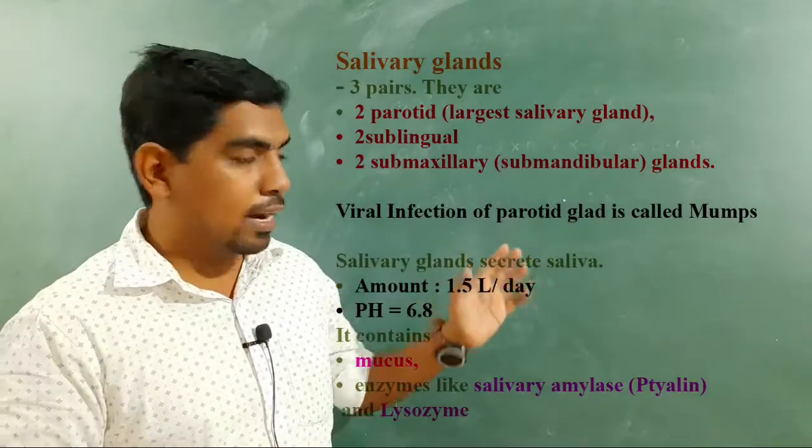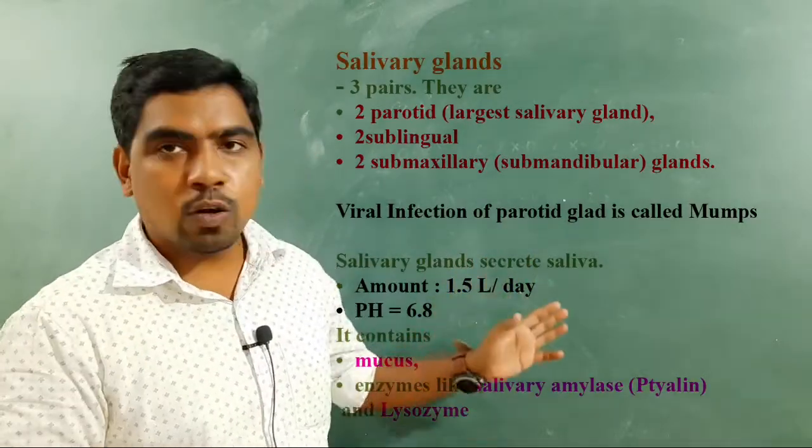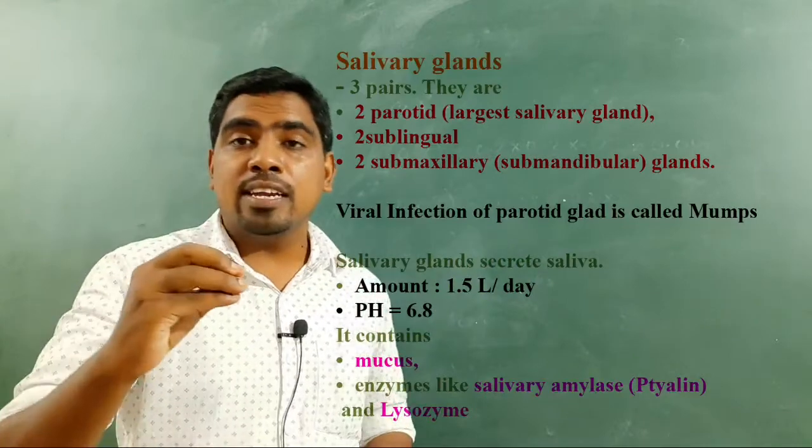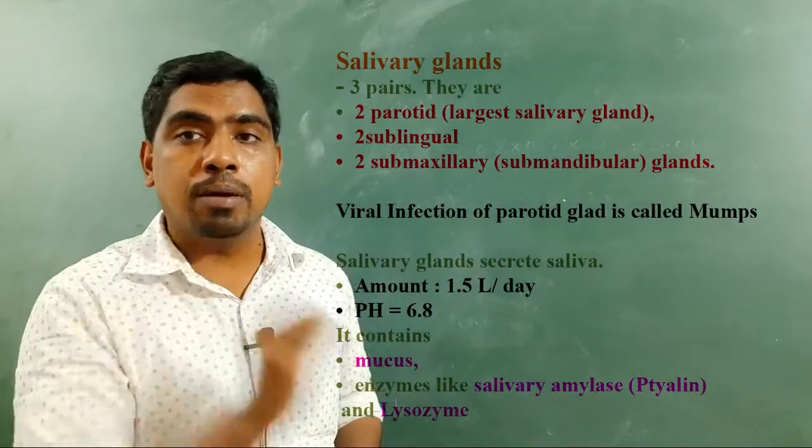First one is parotid gland. It's a large salivary gland, along with the sublingual gland and submaxillary gland. The viral infection of the parotid gland is called mumps.